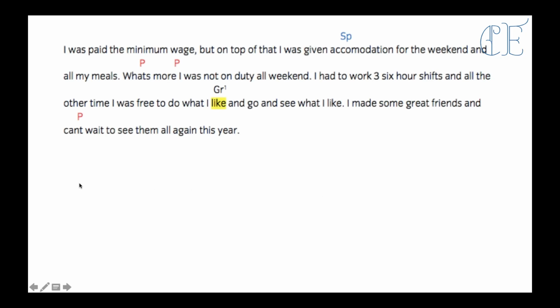I was paid the minimum wage, but on top of that, I was given accommodation, okay, spelling error, for the weekend and all my meals. What's needs an apostrophe because it means what is. What's more, I was not on duty all weekend. I had to work 3 6-hour shifts, and all the other time I was free to do what I like and go and see what I like. Okay, so again, a little bit of grammar there. What I liked, I guess. I made some great friends and can't, apostrophe, wait to see them all again this year.